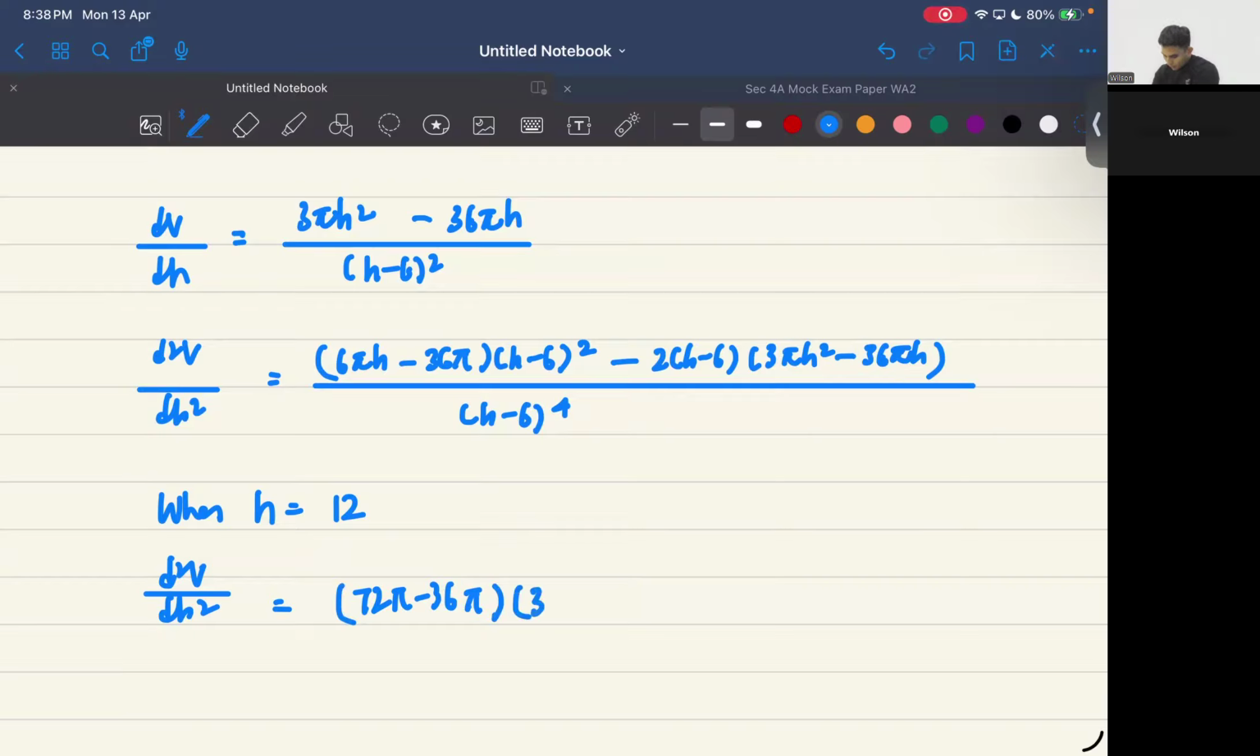This one should be 36, right? Minus, this is 2 times 6, which is 12. What is 144? 144 times 3 is 432. 432 pi minus, what is 36 times 12? 432, right.